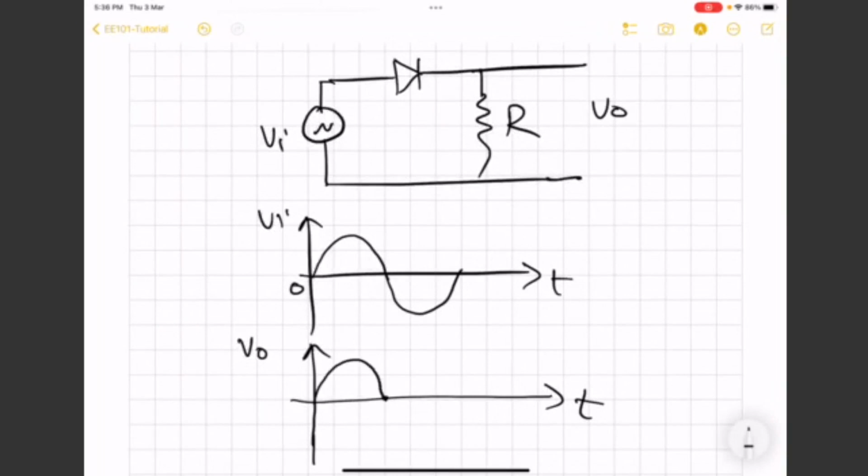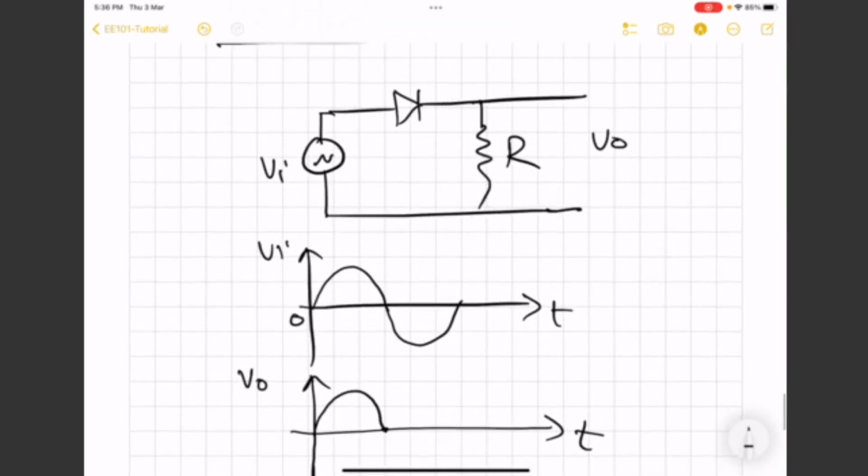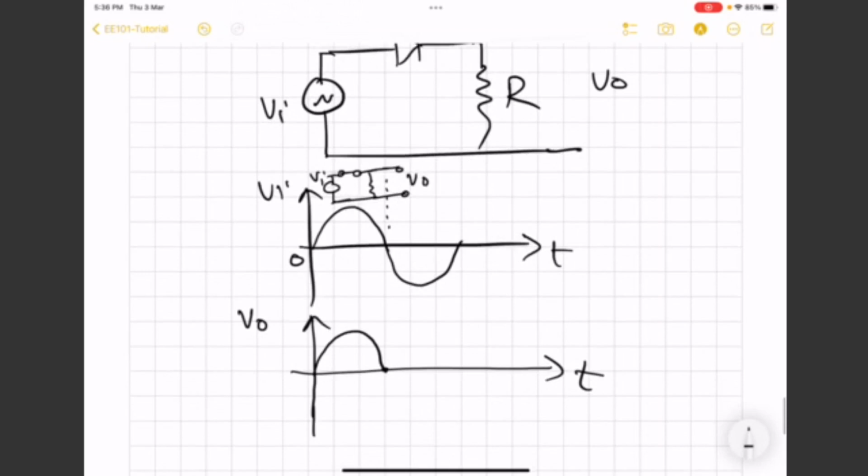So when we have positive input, the diode will be forward biased and there will be current flowing through the resistor. The diode will in fact act like a short circuit. So for this first half, the equivalent circuit is going to be like this. So that is why output is going to be equal to input.